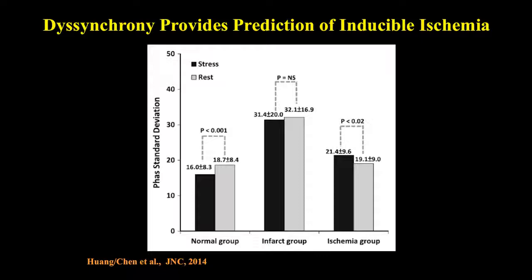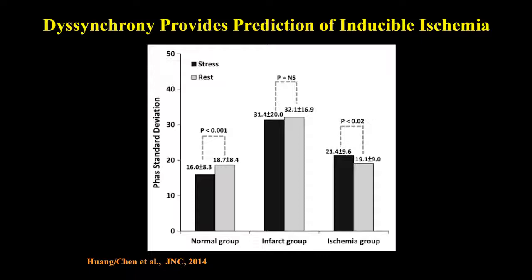So, moving on to the third aspect of dysynchrony, there's more than meets the eye to dysynchrony. We talked about CRT, which was the most obvious thing. Then we talked about arrhythmogenesis, which is new. What else can dysynchrony do? There's emerging data that dysynchrony can help predict inducible ischemia.